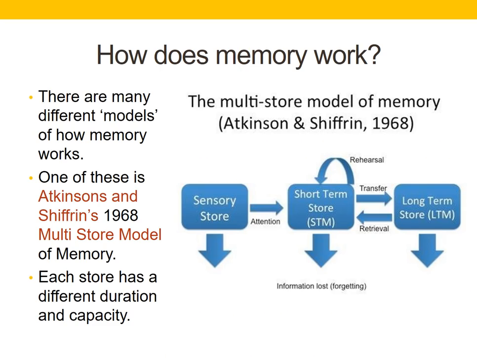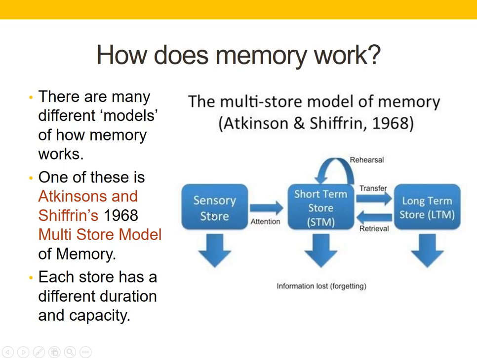So there's many different models of how memory works. Lots of psychologists have got different ideas about how memory works. A really common one is the multi-store model of memory. This was developed by Atkinson and Shiffrin, and it's quite a simplistic model. They basically said that you've got this sensory store for information.